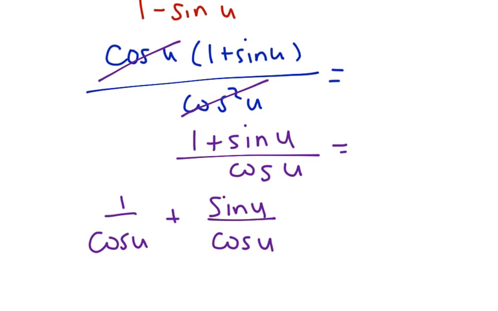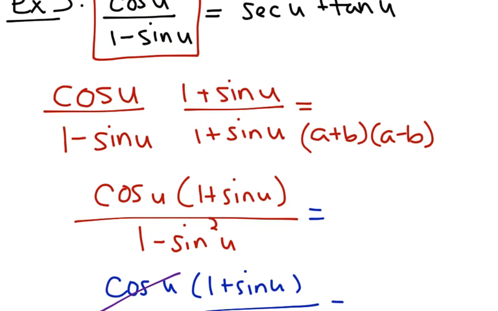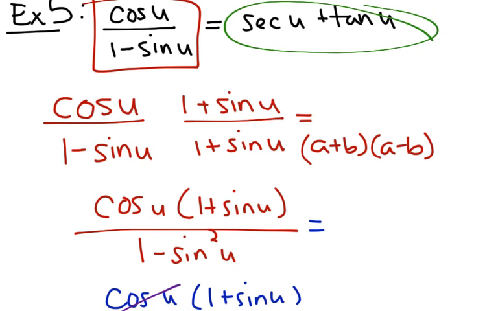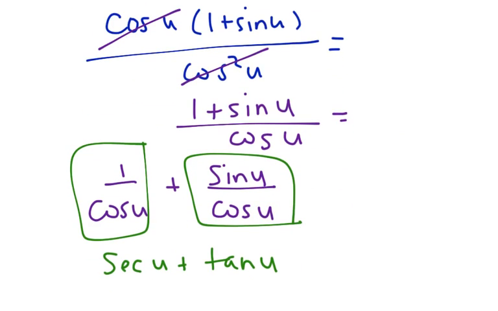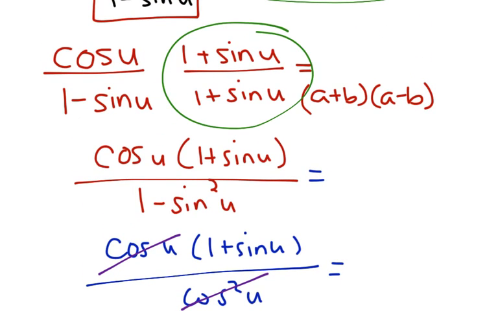So 1 over cosine u, that's just secant u. And sine over cosine, that's just tangent u. And isn't that what we wanted to start with, was secant u plus tangent u? So we just proved that the two sides are equal. And we did it by introducing the conjugate. And the reason I could do that is because really I was just multiplying by 1.